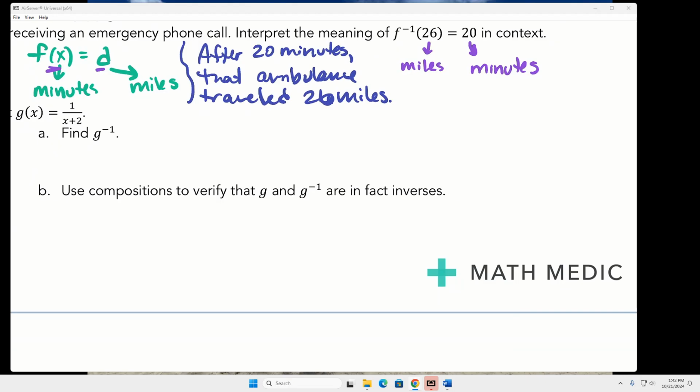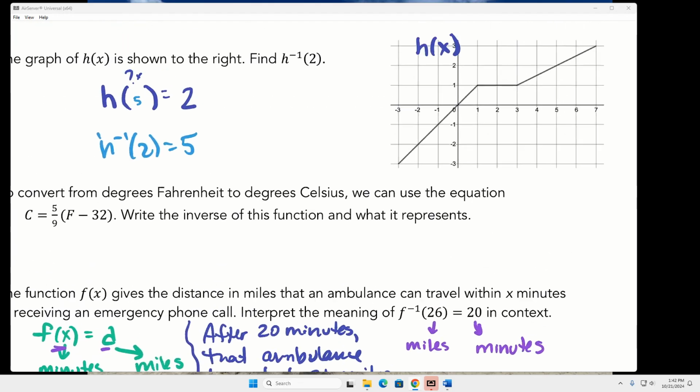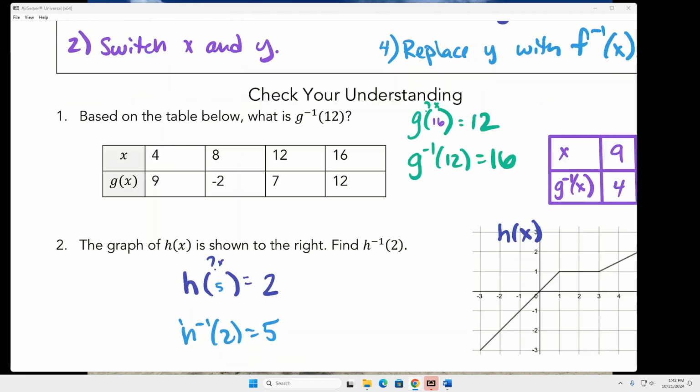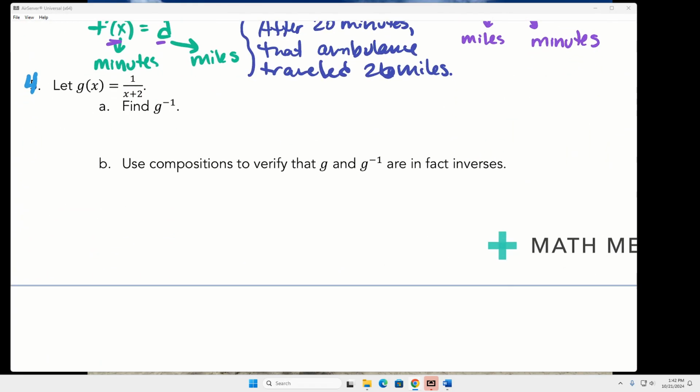All right, so we're going to find the inverse. So we're going to do all the things. The first step is to replace f of x with y. In this case, it's g, but we're going to make the g of x become y. So y is going to equal 1 over x plus 2.